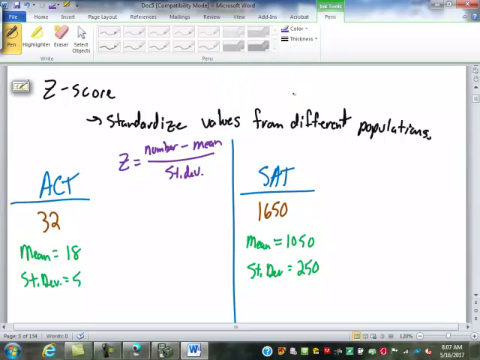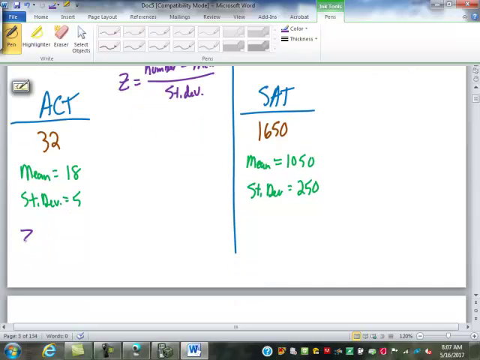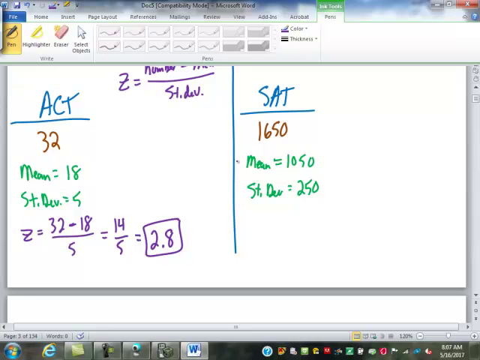So now we calculate a Z-score for each. The Z-score for this one is going to be its value of 32 minus the mean for that data set of 18 divided by the standard deviation for that data set, which is 5. Well, 32 minus 18 is 14. 14 divided by 5 is 2.8. What that is telling us is that score of 32 is 2.8 standard deviations above the mean for all people who took the ACT.